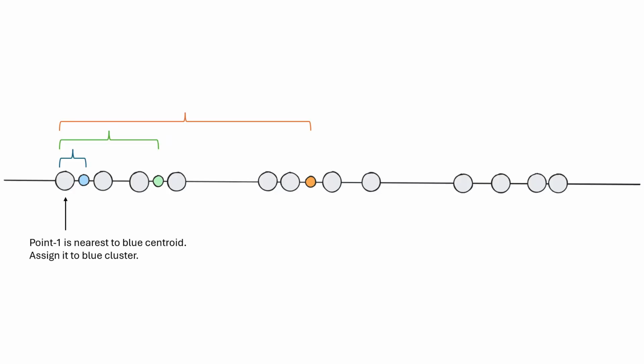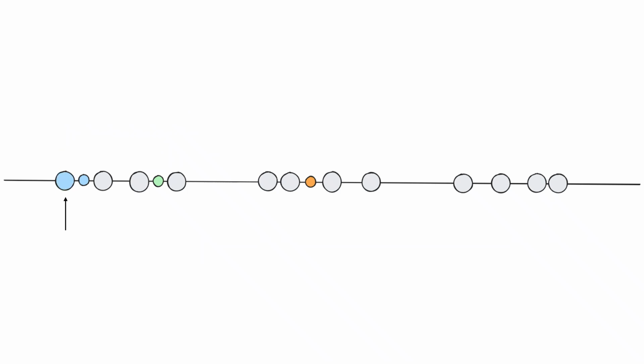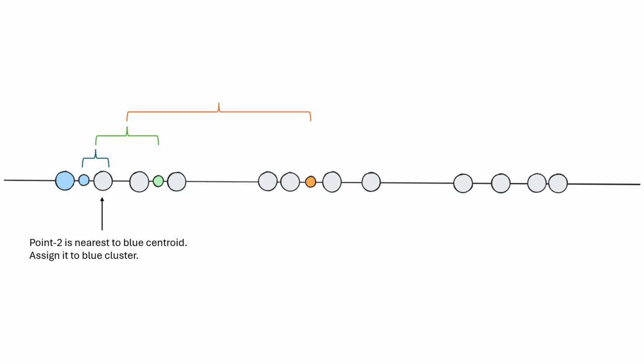Let's visualize how exactly step 3 works by looking at a few examples. Consider this point 1, for which the algorithm measures its distance to the blue, green and orange centroids. Clearly, this point is closest to the blue centroid, so it gets assigned to the blue centroid. We repeat the same process for point 2. Again, we calculate its distance to all three centers, and this point is also close to the blue centroid, so it gets assigned to it.